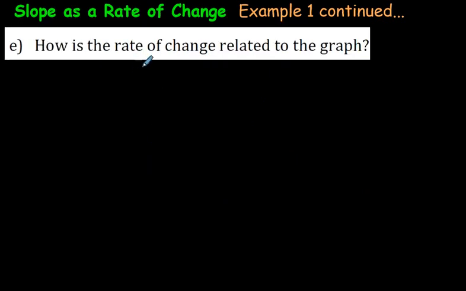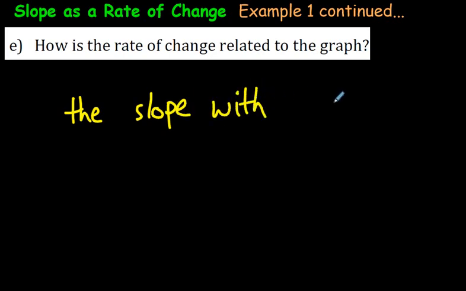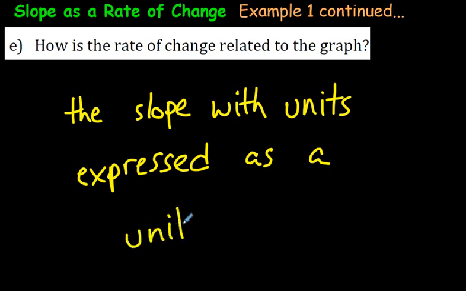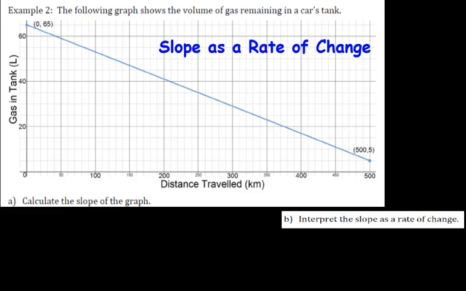Okay? So how is the rate of change related to the graph? Well, the rate of change, it's the slope, and you already know this answer, don't you? With a unit rate, or units. It's the slope with units expressed as a unit rate. Okay. As far as I know, that's all you need to know.